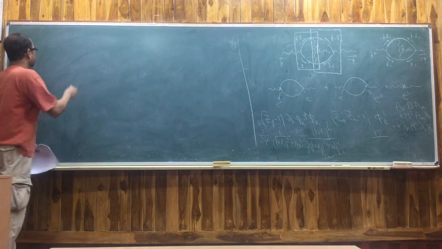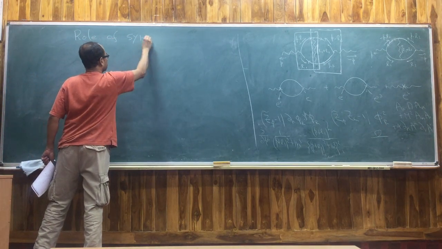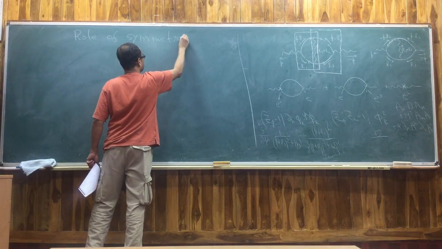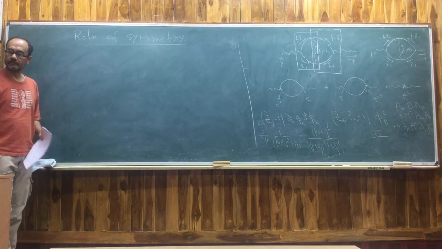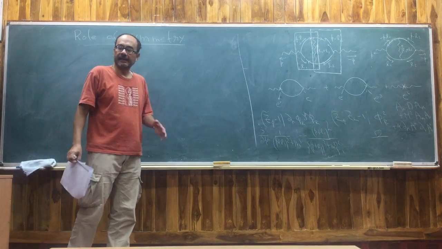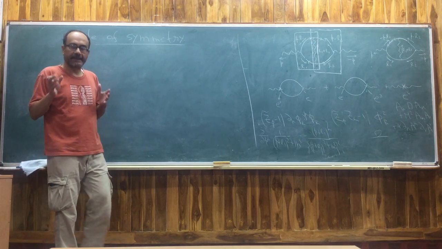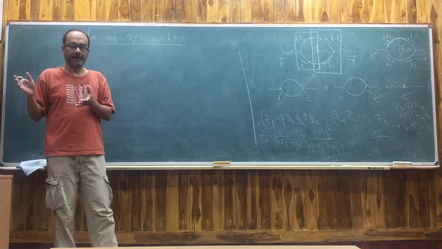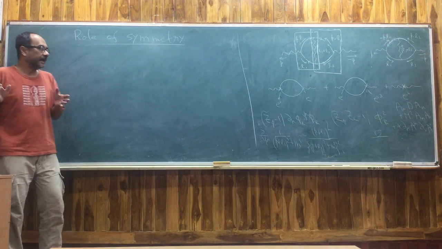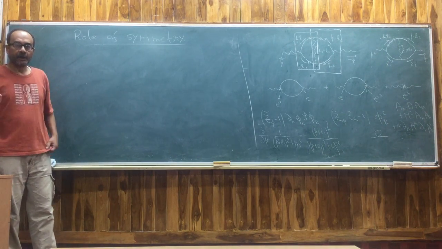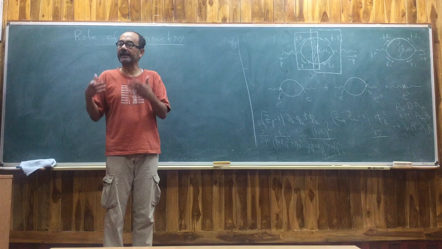So the next topic has to do with the role of symmetry. What I have told you so far is that if there is a coupling which has dimension greater than or equal to 0, you must add it, because you need the corresponding counter term to cancel out the divergences. But this can be relaxed if you have a symmetry. So the correct statement is that if you have a symmetry, then you must add all possible couplings that are invariant under that symmetry.